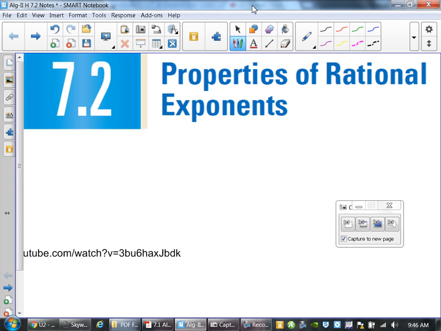When you had x cubed times x to the 5th, what did that equal? X to the 8th. Same base, different exponents. You add. Okay. You also had stuff where you had x squared to the 6th. Power to power, what did you do? Multiply. Very good. You multiply and get x to the 12th.